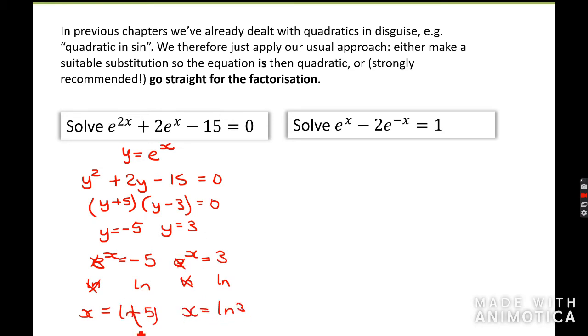Exactly the same as with normal logs, we cannot take the log natural of minus 5. So we've just got the one answer, which is when we do log natural of 3, which is somewhere around 1.09. The same process, guys.